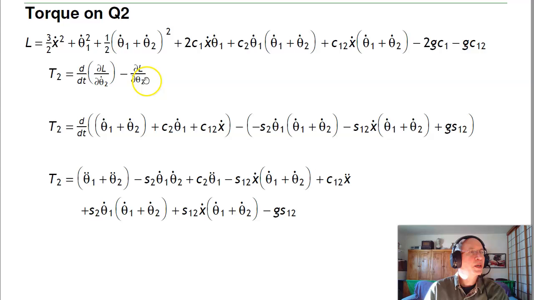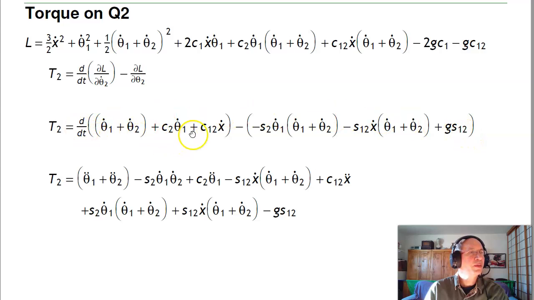Minus the partial with respect to theta 2. So let's see, nothing, nothing. Here's a theta 2. Minus sine theta 2, theta 1 dot plus theta 2 dot times theta 2 dot plus theta 1 dot. Something like that. Here's the theta 2. Minus sine theta 1 plus theta 2, x dot, theta 1 dot plus theta 2 dot. And here's the theta 2. Plus g sine theta 1 plus theta 2.